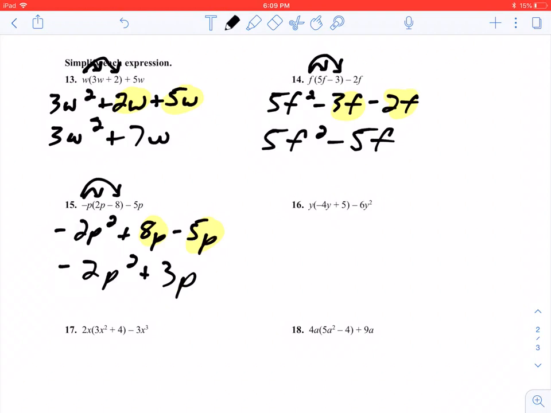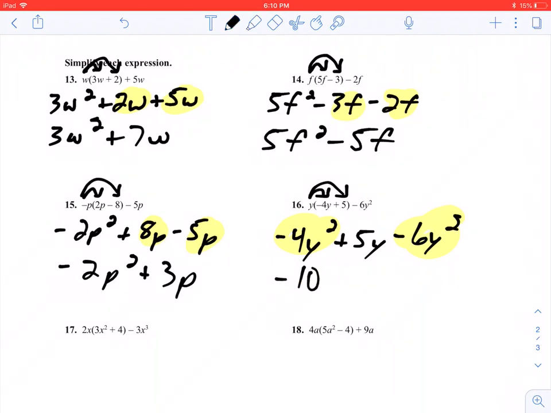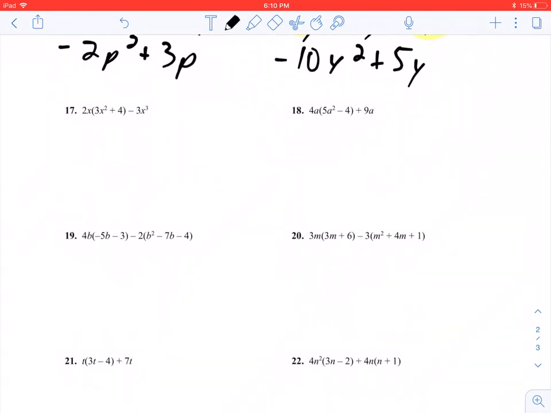Moving on to number 16. You have to distribute the y to both things. So you have negative 4y squared plus 5y minus 6y squared. Please keep in mind, only the stuff inside the parentheses gets whatever's on the outside of the parentheses distributed to it. So in this case, the like terms are going to be the negative 4y squared and the negative 6y squared. So those two, negative 4 minus 6 is negative 10y squared plus 5y.